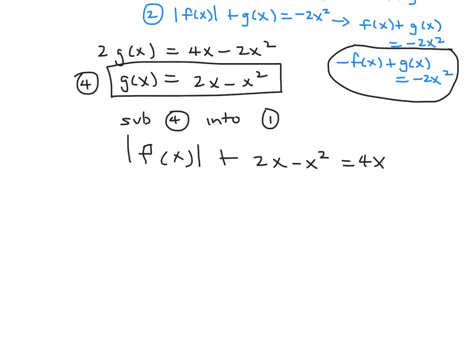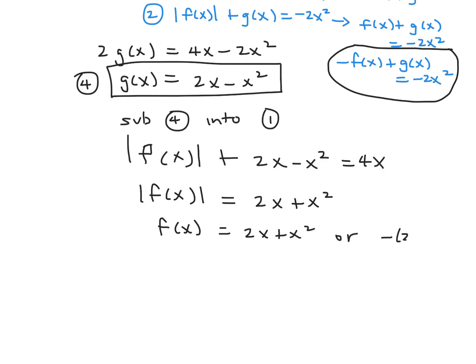And then that means that the absolute value of f at x is equal to, putting everything on one side, 2x plus x squared. And therefore that means that f at x is either 2x plus x squared or minus 2x plus x squared.